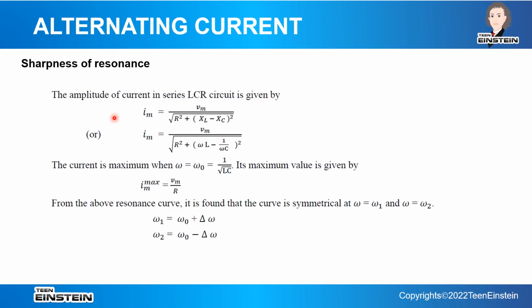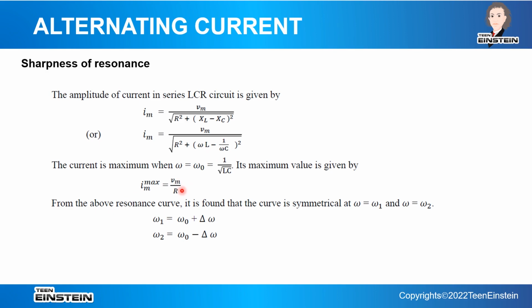The amplitude of current in an LCR circuit is given by this, which we already studied. If you substitute XL equal to omega L and Xc equal to 1 by omega C, the equation becomes like this. And we know that omega 0, the natural frequency, is equal to 1 by root LC. At this particular frequency, the current value becomes maximum. What is the maximum current value? It will become Vm divided by R, because this term becomes 0. So the maximum current value is Vm by R.